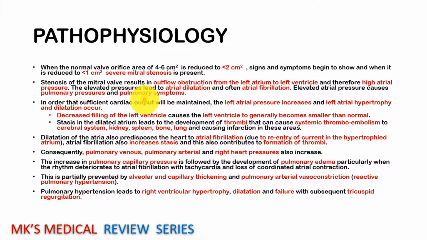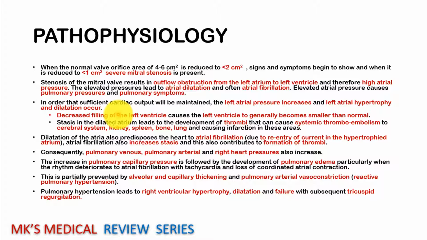So in order for the cardiac output to be maintained, the left atrial pressure also has to increase, and this may lead to left atrial hypertrophy and eventually dilatation. So there may sometimes be a decrease in the filling of the left ventricle, and this may cause the left ventricle to appear smaller than normal. And of course, the stress that is now put on the dilated atrium is possibly going to lead to a fibrillation happening. And remember, when the heart is fibrillating, it's not really contracting as a whole.